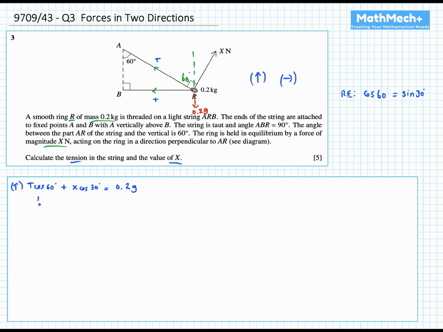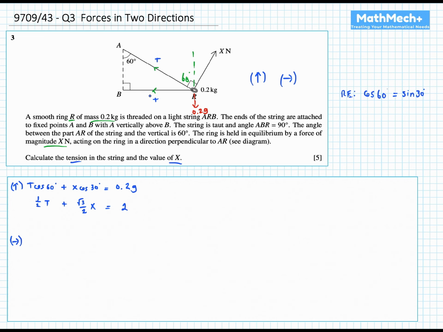Okay, simplify that. So cosine 60 and cosine 30, you should know them or remind yourself of them. You did them in the pure mathematics from last term as well. Equals 2. And from there, I think we just leave it at that. This is our first equation.